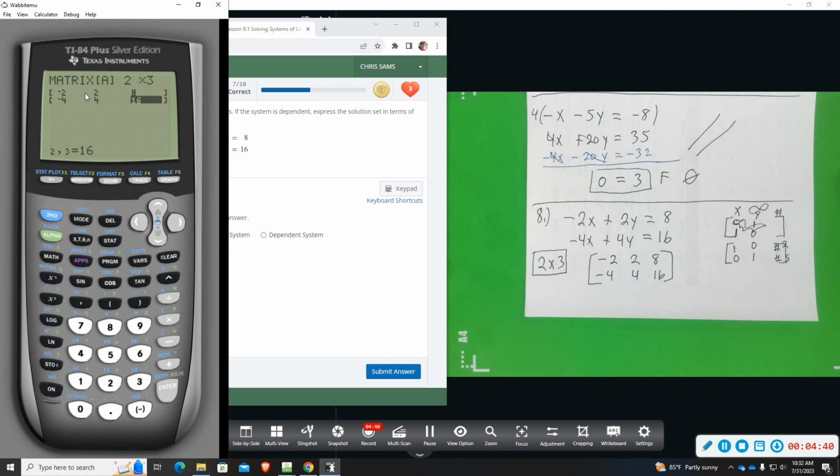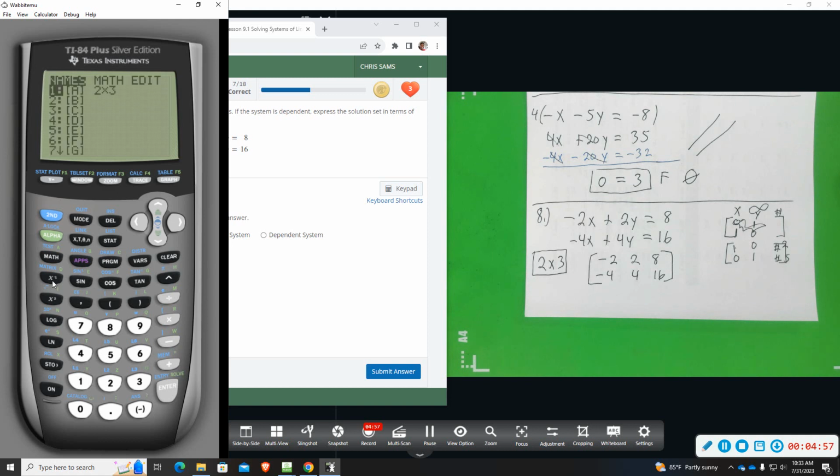double check, make sure you got them all entered correctly. Data entry is the most common error that will cause you to have problems. So double check everything is good. Once you are sure it's good, you're going to go second and quit, back all the way out. We're going to go to matrix again.